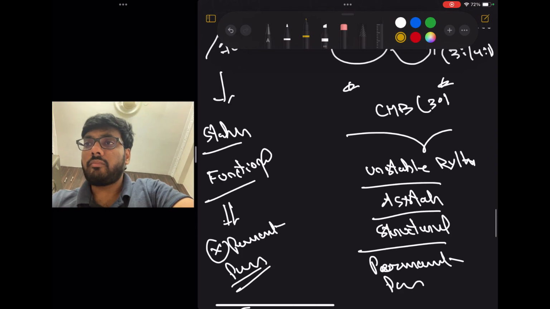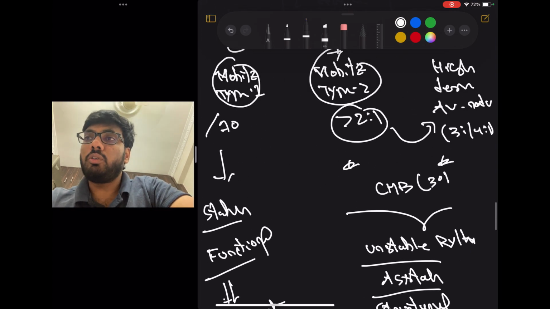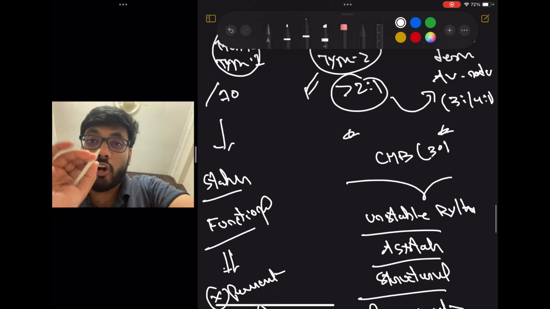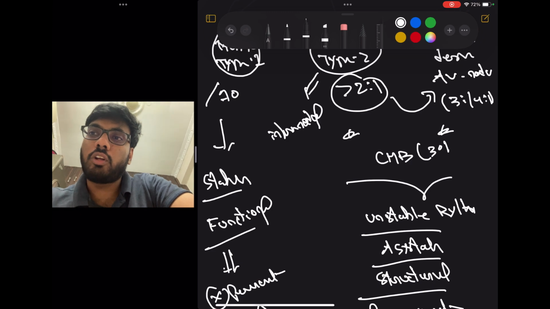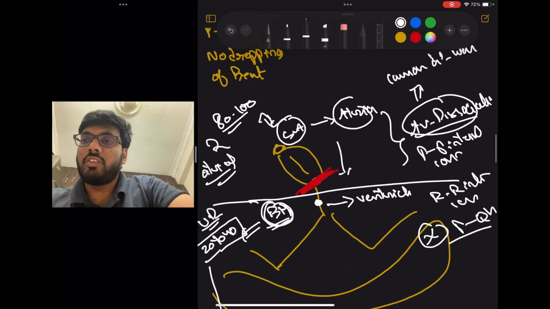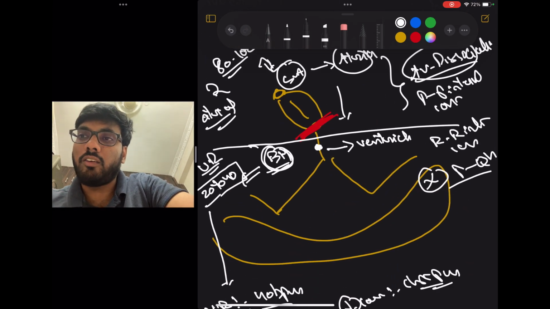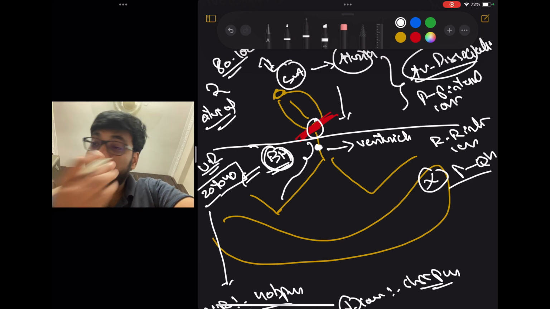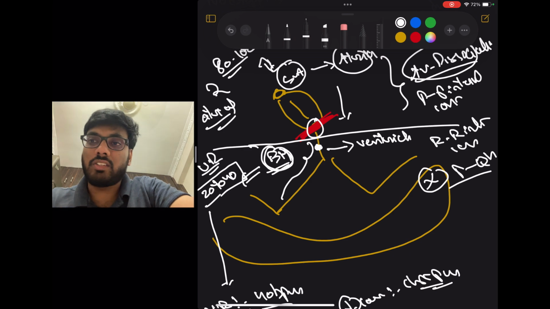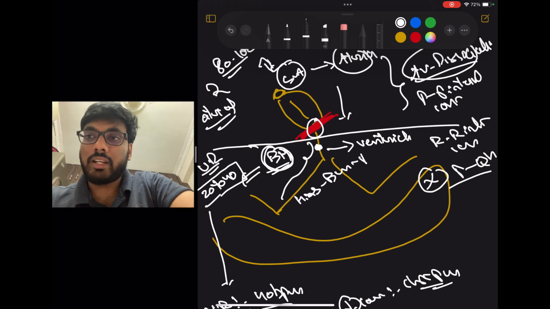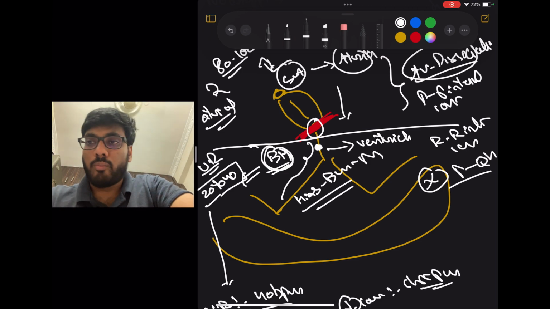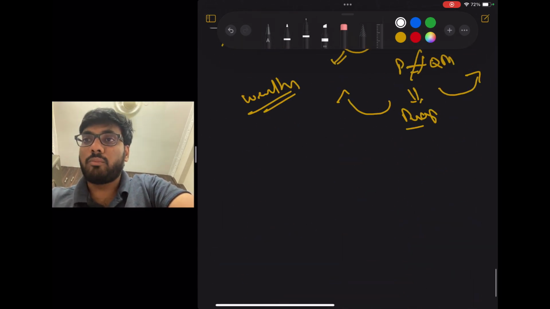Okay. Then what is Mobitz type 2? Where is the problem? It is not at the level of the AV node. It is an infranodal problem, right? If you know, this is the conduction system. It is not at the level of the AV node. It is an infranodal problem, that is the His bundle Purkinje system, which is actually involved in Mobitz type 2.